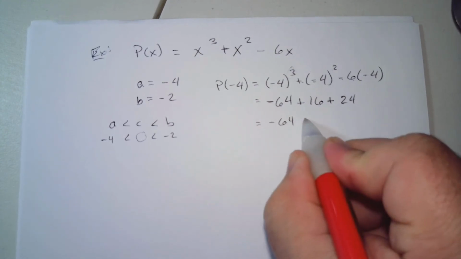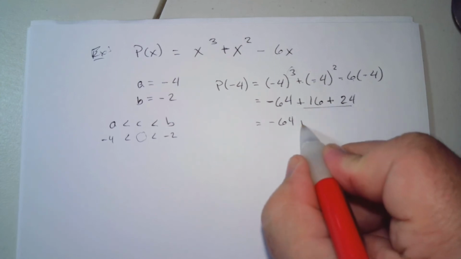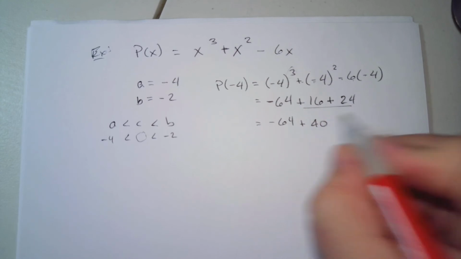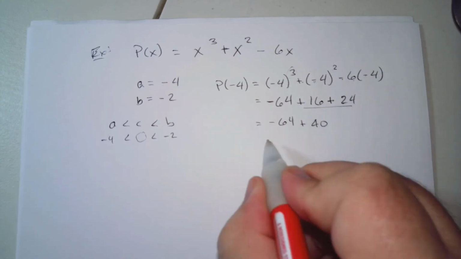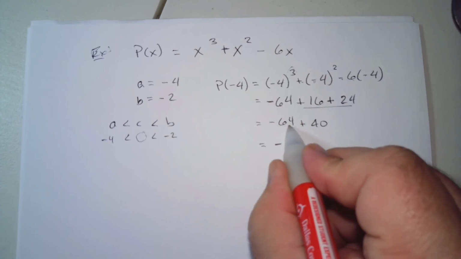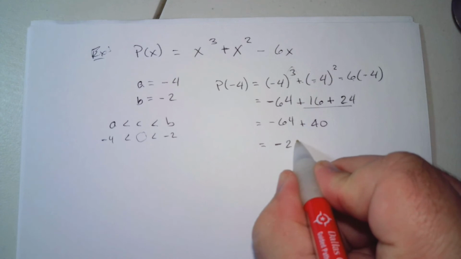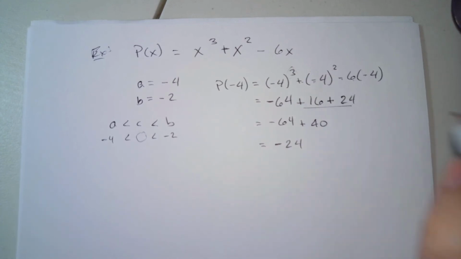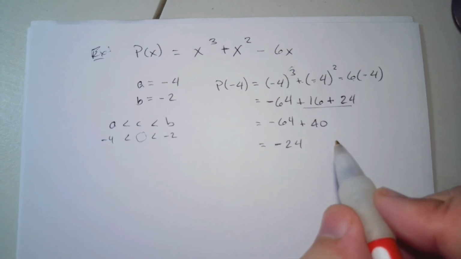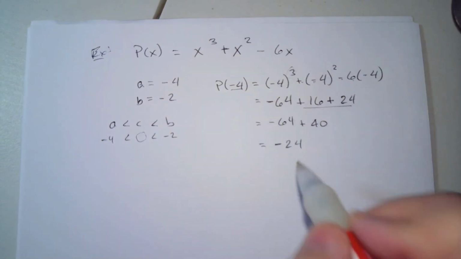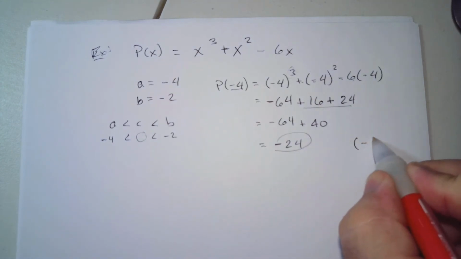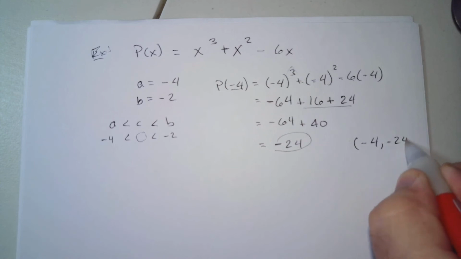Negative 64. Let's put these together first. 16 plus 24 is 40. Since 64 is bigger, it's negative. 64 minus 40 is 24. So what that tells us, the value at negative 4 is negative 24. So it's the point negative 4, negative 24.